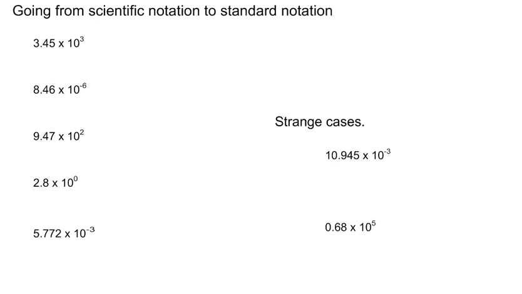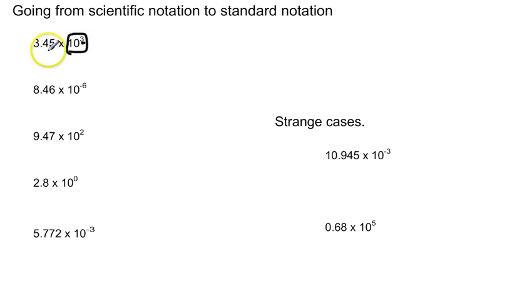There's a couple of strange cases here that we'll talk about very briefly, but here we have 3.45 times 10 to the third. Okay, well, from our previous example, what we know is that the power, the exponent here, is how many places we move the decimal point. So 10 to the third is a big number. If you forget which way to move the decimal point, what is 10 to the third? 10 to the third is 1,000. So this is going to be 3 thousands.